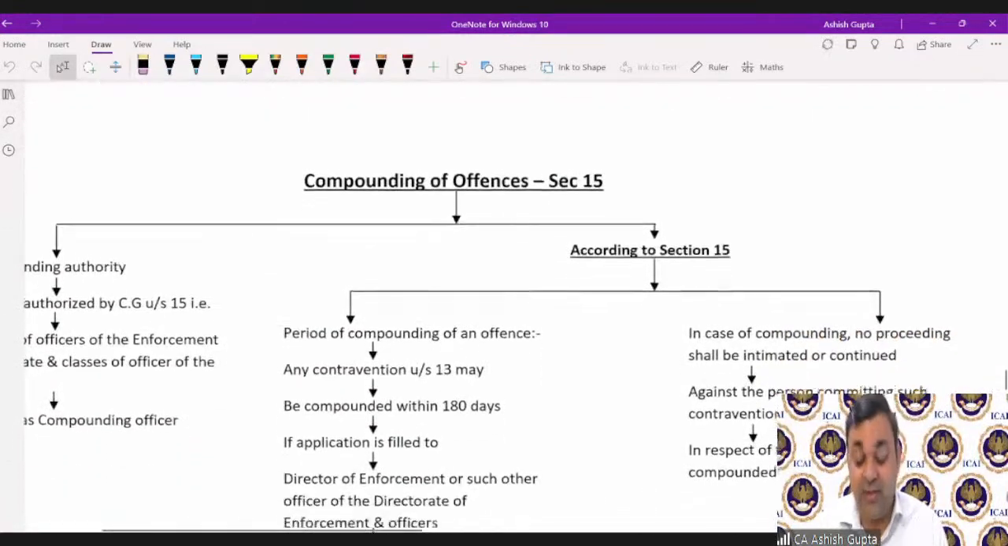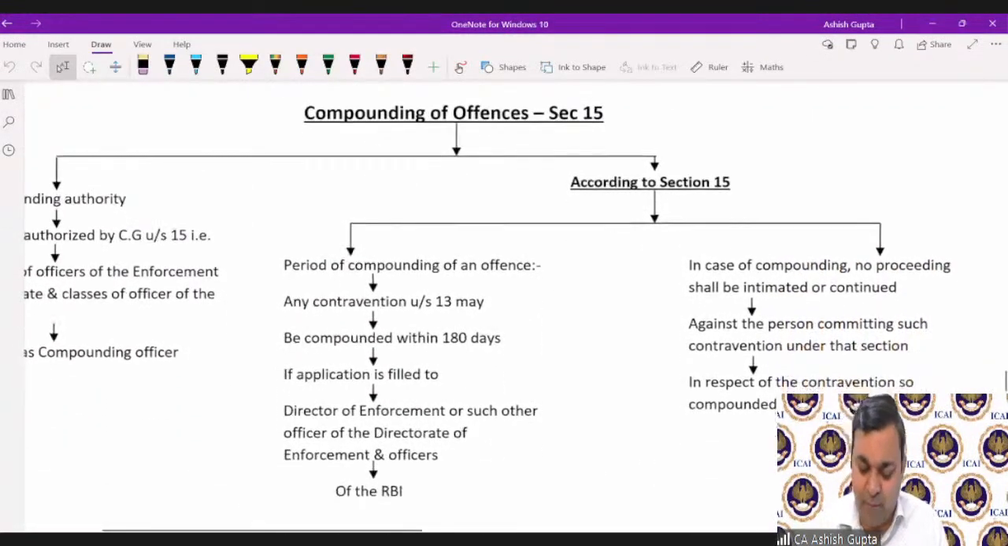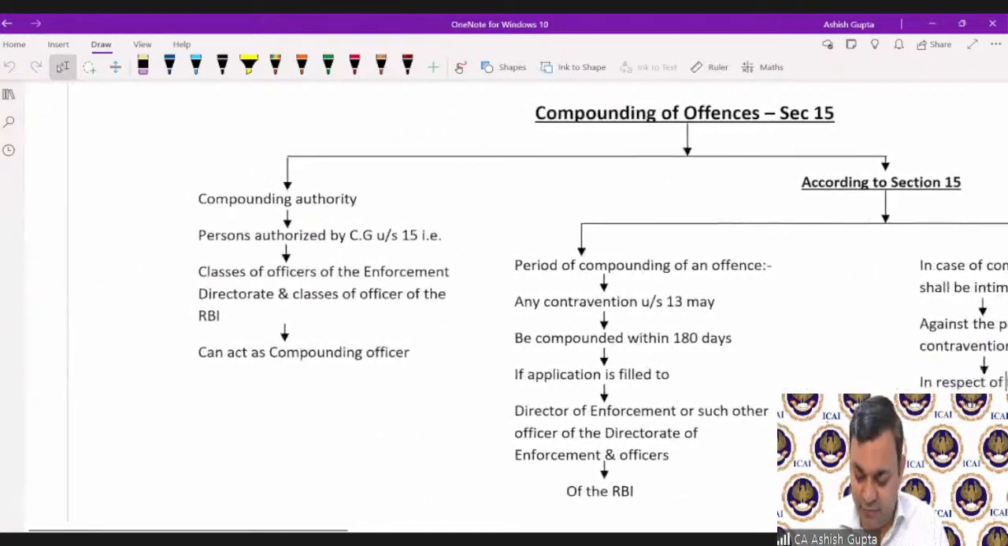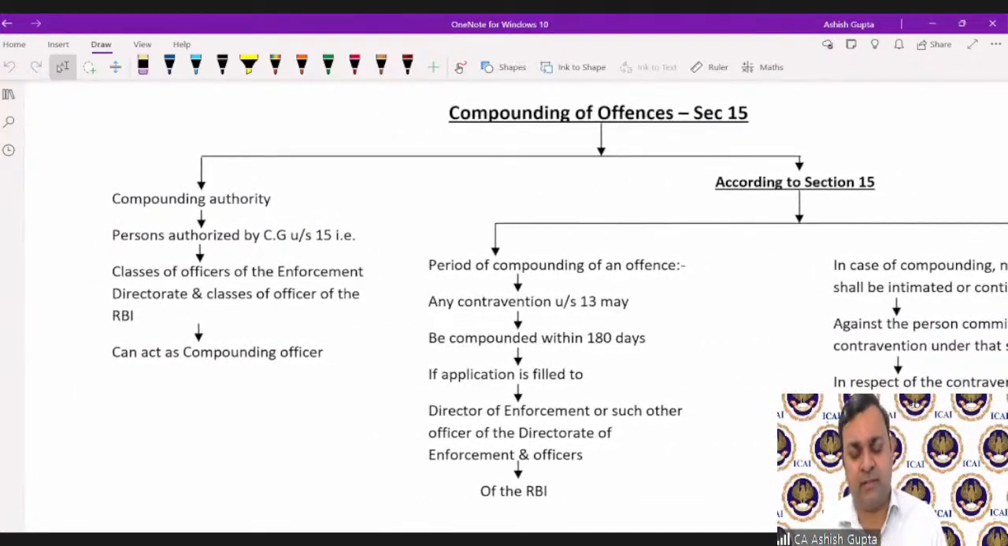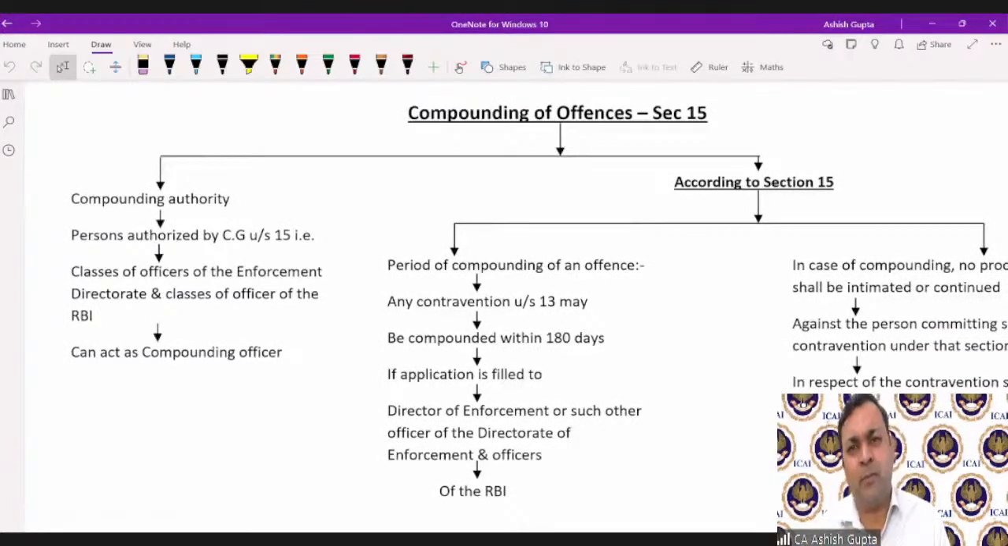Now, okay, there is one more section, compounding of offenses. Section 15 deals with the compounding of offenses, right? Now, what is the meaning of compounding offenses? If any person has committed any offense, he can pay an extra fine to the authority, to the government, and that offense will get compounded. He will not be liable for prosecution, imprisonment, or something like that.